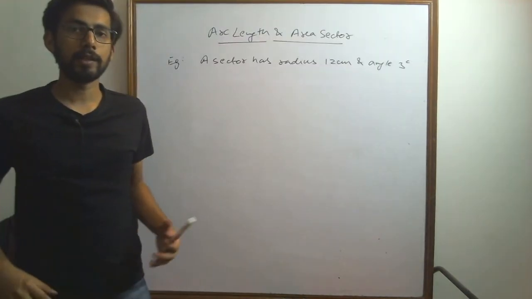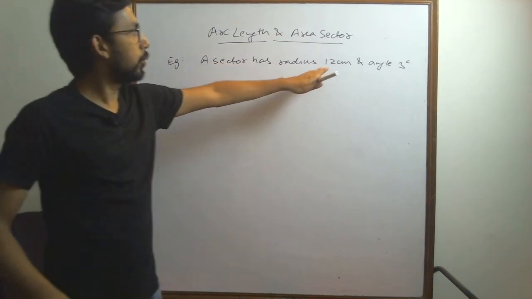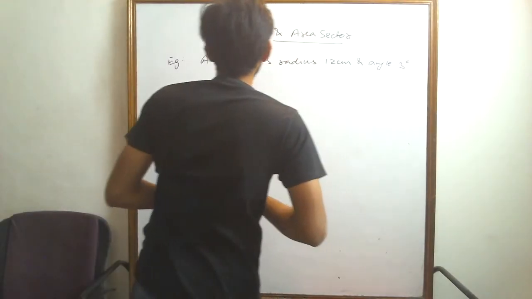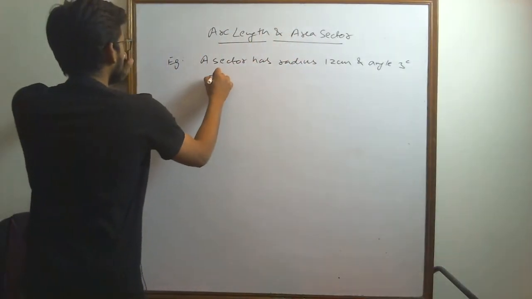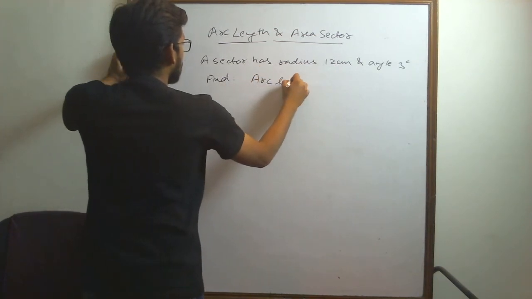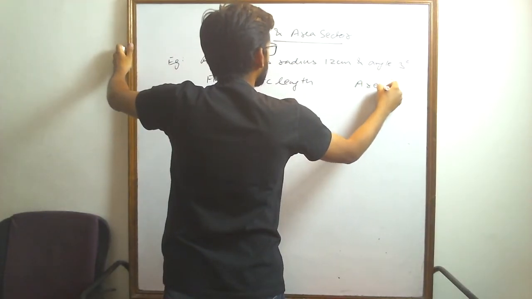So let's look at an example. Example: a sector has radius 12 centimeter and angle subtended at the center as 3 radians. Then find the arc length and the area of the sector.